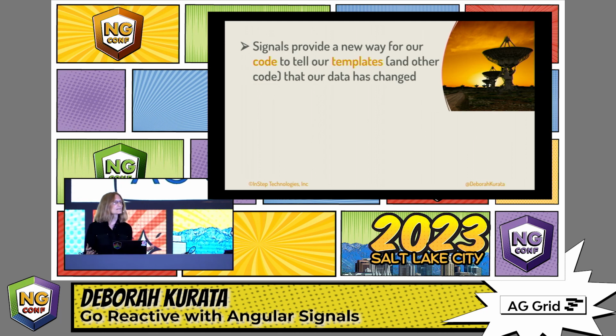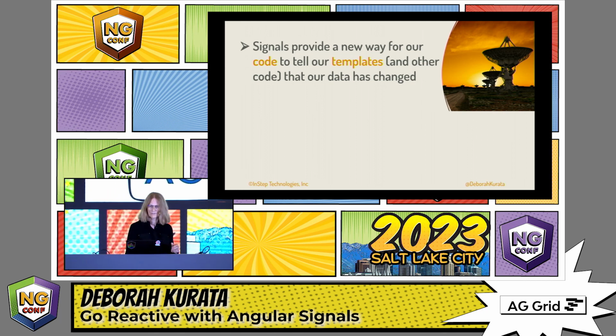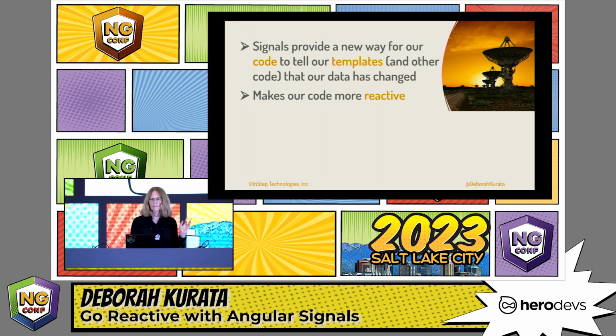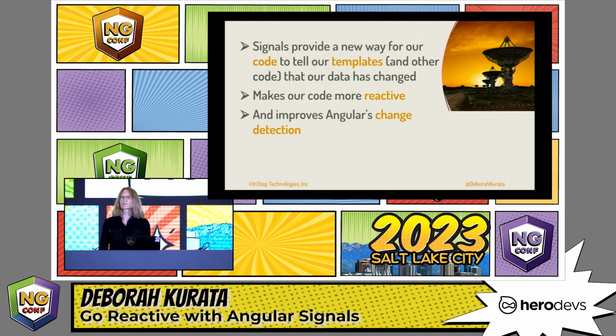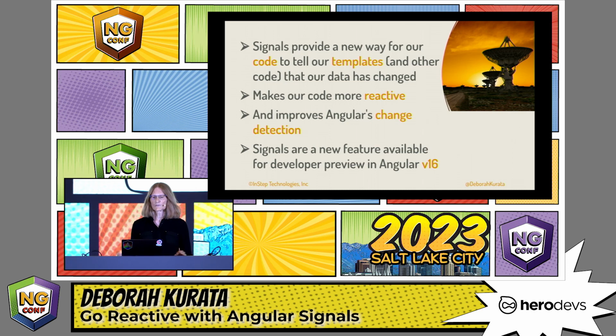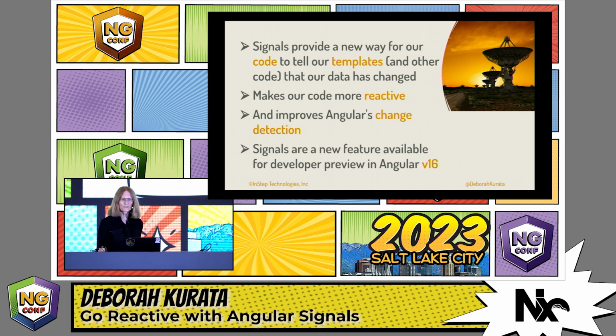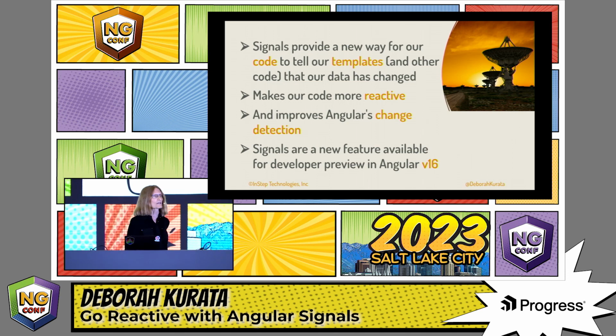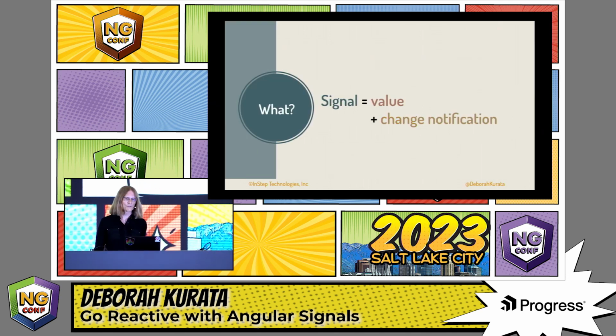So, signals provide a new way for our code to tell our templates and our other code that our data has changed. It makes our code then more reactive. We can accomplish fancier things with our UIs with less code. And it also improves change detection, as we saw in the keynote this morning. Signals are a new feature available in developer preview with Angular v16, which is the one that came out last month. So we can try them, we can use them now. They work, they're there. And we're going to see some code here in just a few minutes.